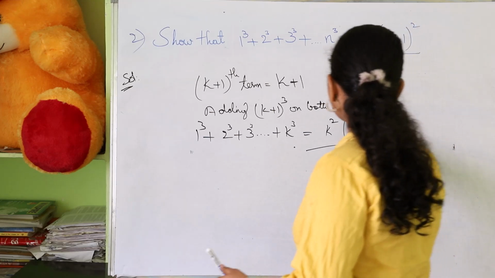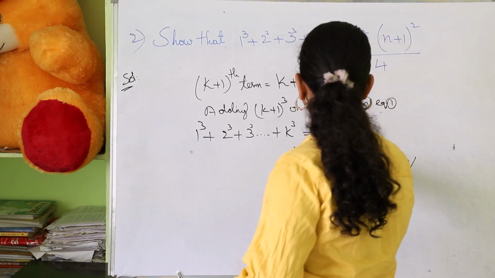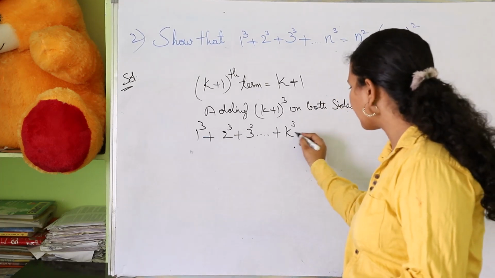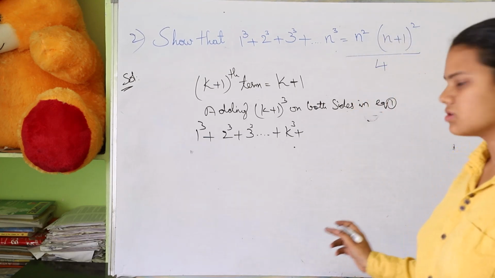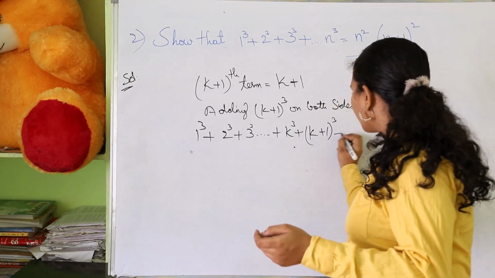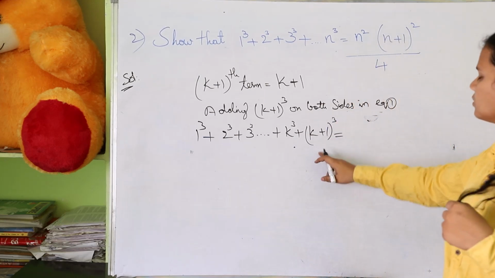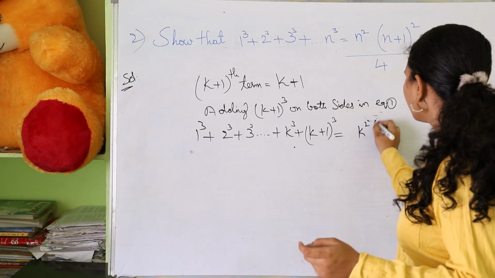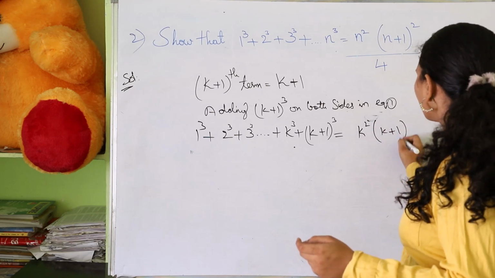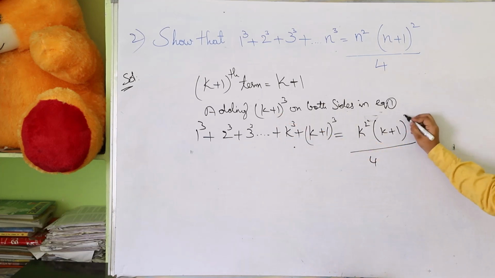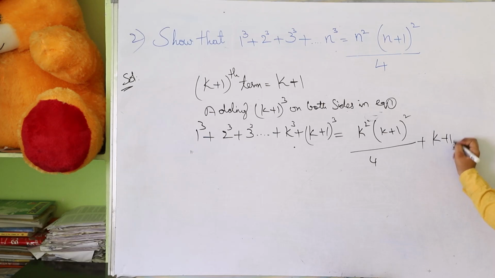So let's write down the equation. Here I got k cube as it is, this is equation 1, right? Here I have k plus 1 whole cube, because we have added k plus 1 whole cube on both sides in equation 1. The RHS side will be k square, k plus 1 whole square by 4. Now you add k plus 1 whole cube. So k plus 1 whole cube plus k plus 1 whole cube. Clear?